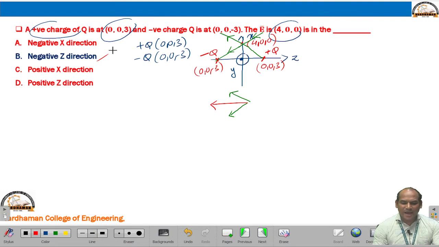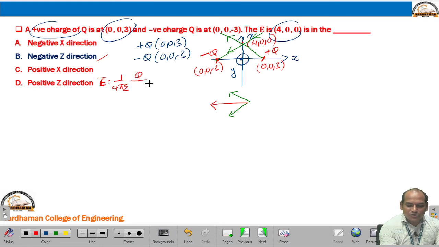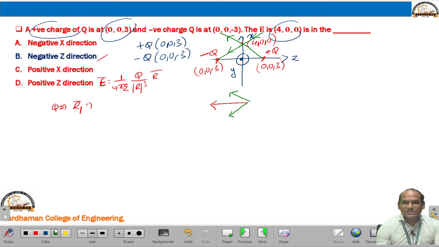If you are interested in the magnitude also, we can calculate that using the equation E bar is equal to 1 by 4 pi epsilon, the charge q by magnitude of r cube into r bar. So, in all these problems first we have to calculate the distance vectors. So, due to charge q1 I am calculating r1 bar, that is observation point minus source point. (4, 0, 0) is the observation point and the source point is (0, 0, 3). So, 4 minus 0 is 4, 0 minus 0 is 0 and 0 minus 3 is minus 3.